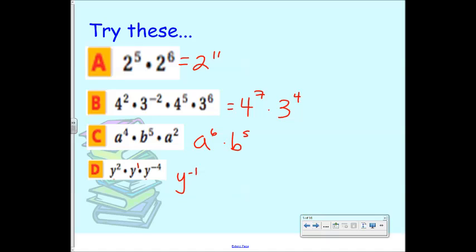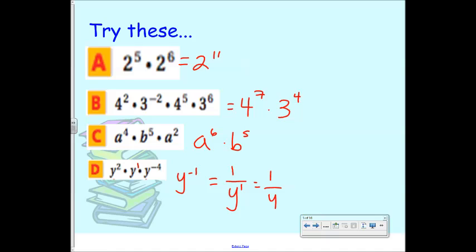Now I can't leave it like this. Why not? It's got a negative exponent. You can't leave it like that. So what should this look like? 1 over y to the positive 1. Do you need that one down there? No. So you could just put 1 over y. All right? That's the same thing.